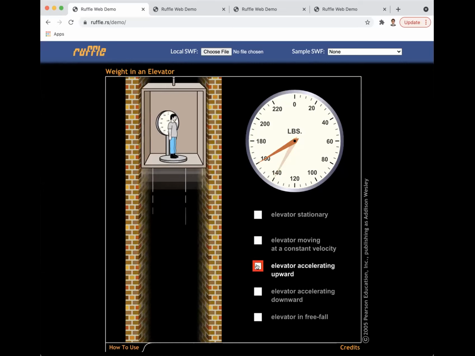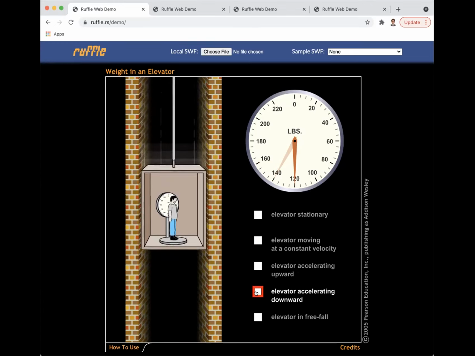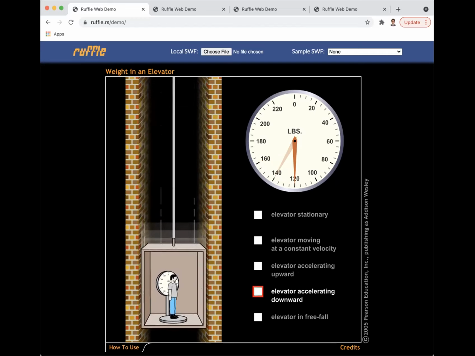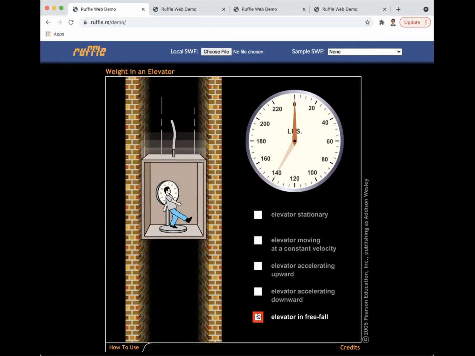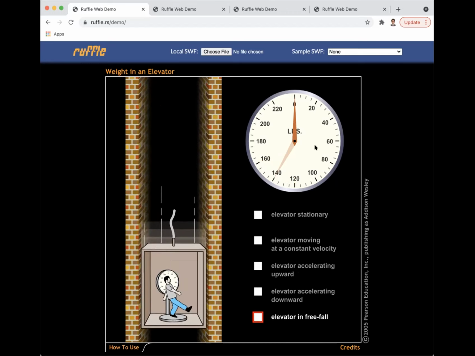I'm pretty sure that some of you have already experienced this. If the elevator is going up with an acceleration, you feel a little bit heavy. What if it's going downward? You're feeling less heavy. It feels weird, right? So your weight is less. And with the elevator in free fall, you're completely weightless because you're freely falling, just like an astronaut in outer space.